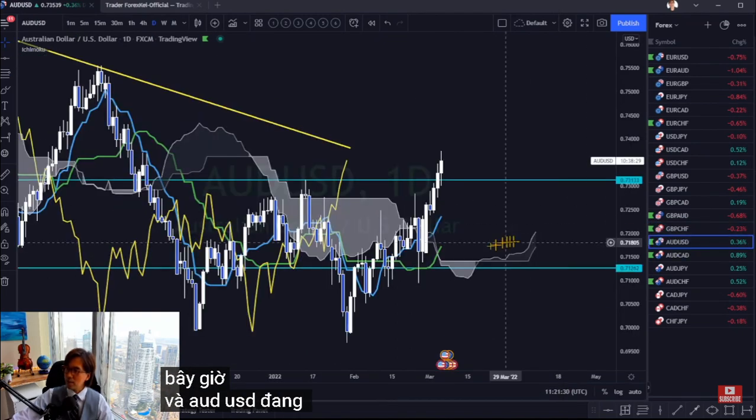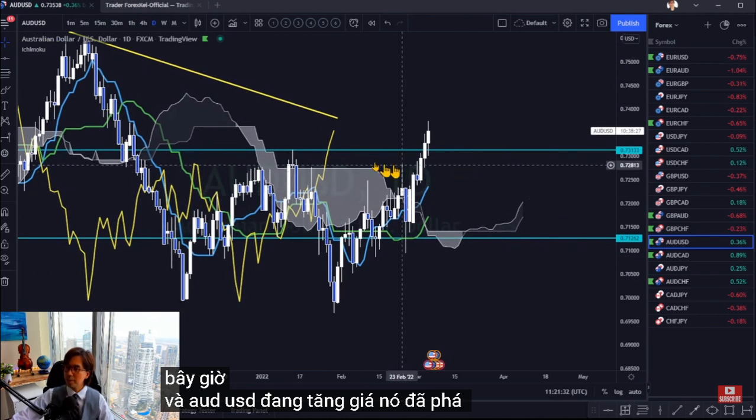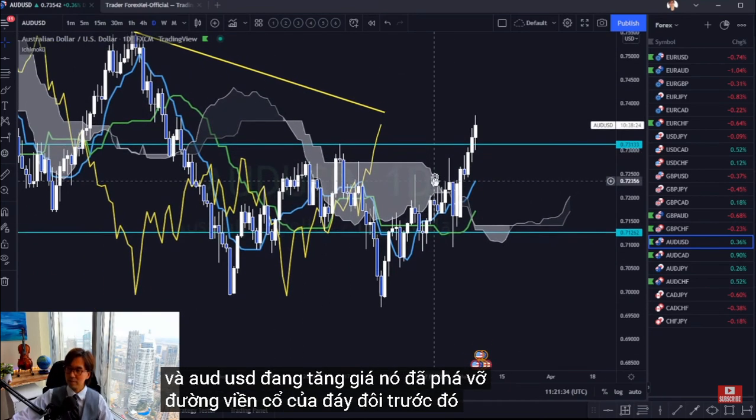And AUDUSD is bullish. It broke the neckline of the previous double bottom.